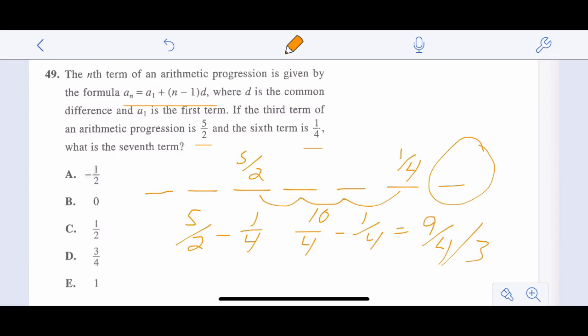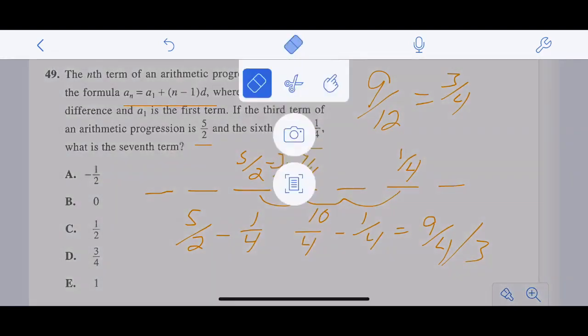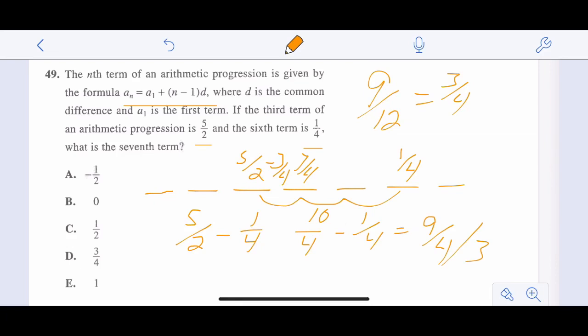So I did 9/12, and that reduces to 3/4. So each progressive jump is 3/4, but we're going down. So 5 halves minus 3/4. You just put this in your calculator if you wanted to. 7/4. So you could do it on every one to see this right, but really all you need is this last term. So 1/4 minus 3/4 is negative 2/4, or negative 1/2. So your answer is A.